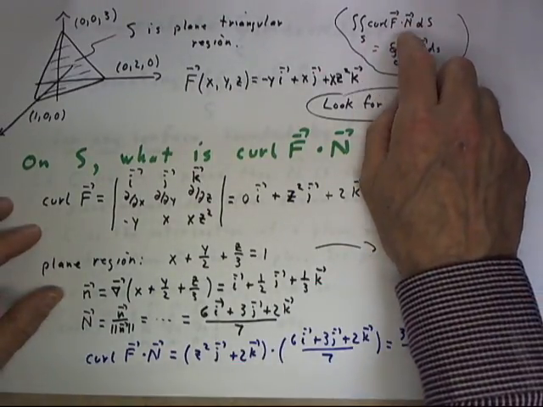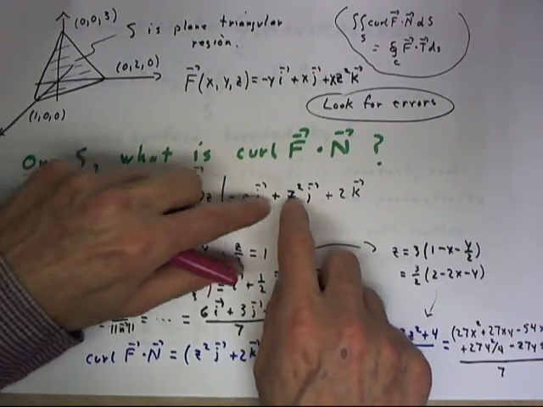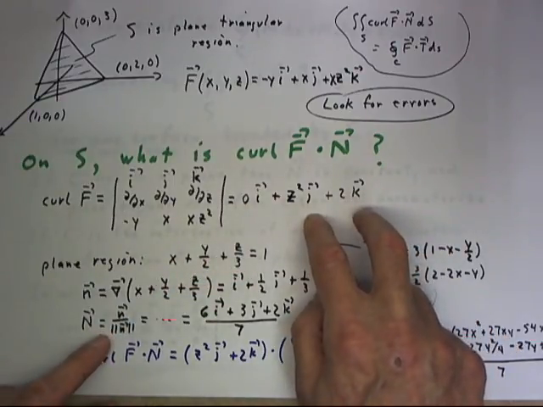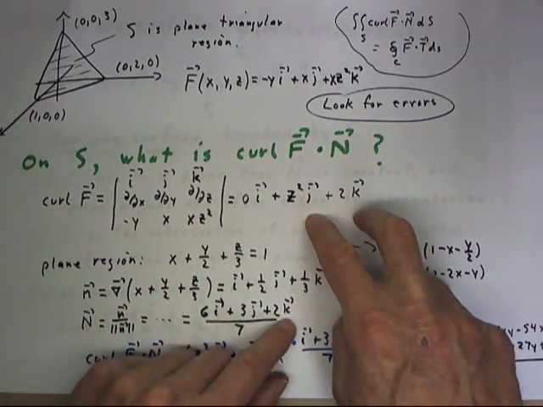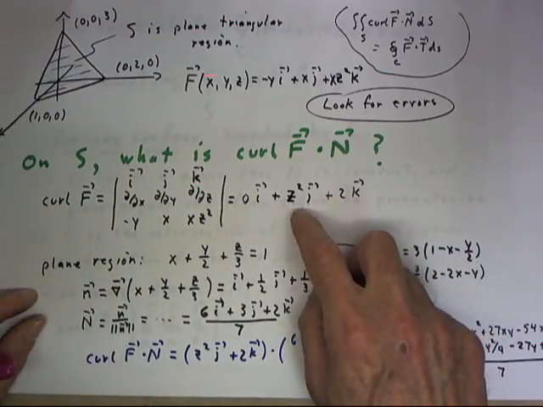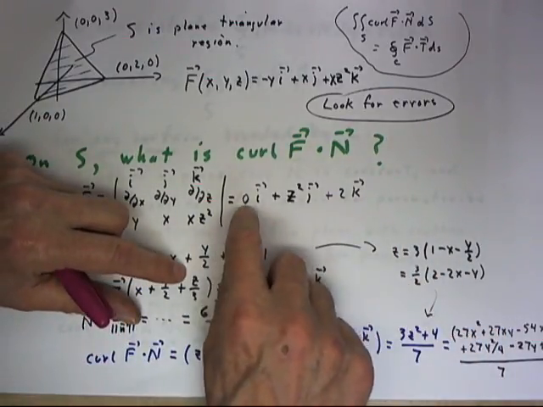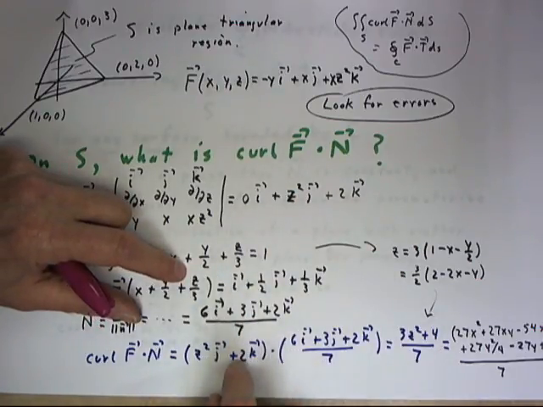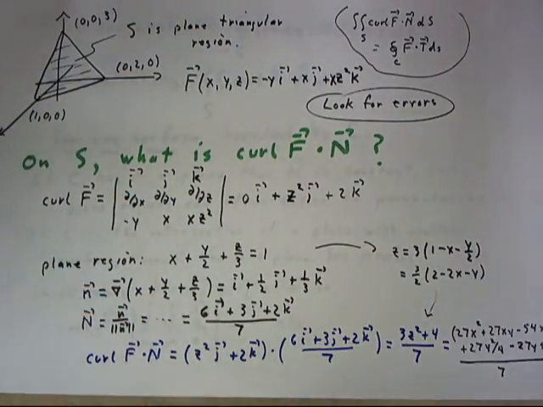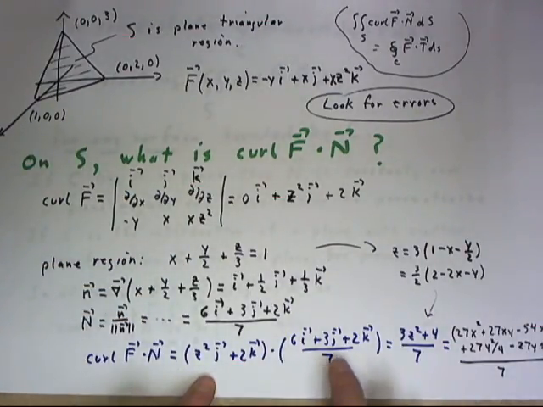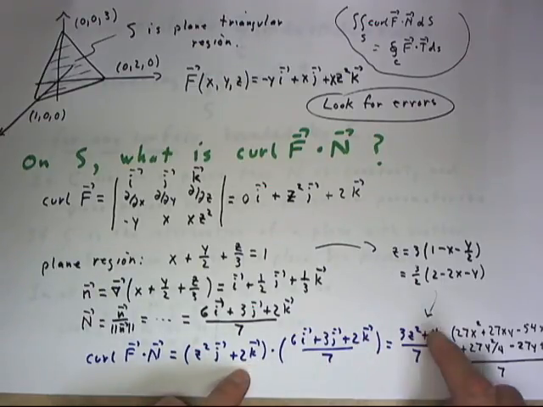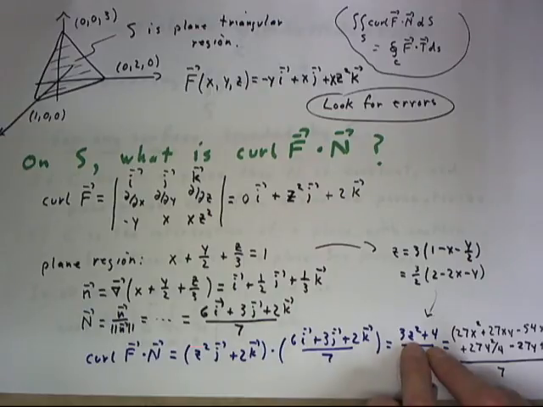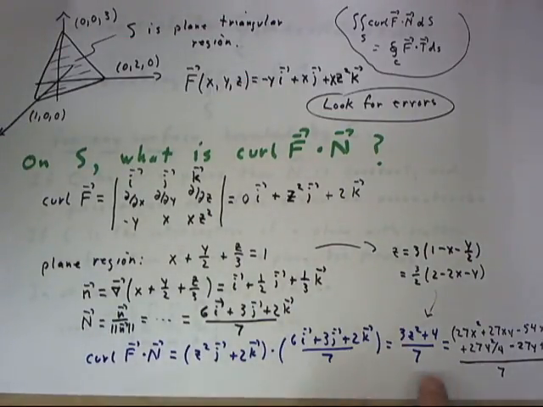So our quantity curl of f dot n is just curl of f, which is z squared j plus 2k, dotted with n, which is our 6i plus 3j plus 2k over 7. And we see that we have a 0 i component. We have z squared for the j component, so it's going to be z squared times j dotted with 3j over 7, giving us 3z squared over 7, and 2k dotted with 2k over 7, which is going to give us 4 over 7. And we get a very simple expression for our curl of f dot n.